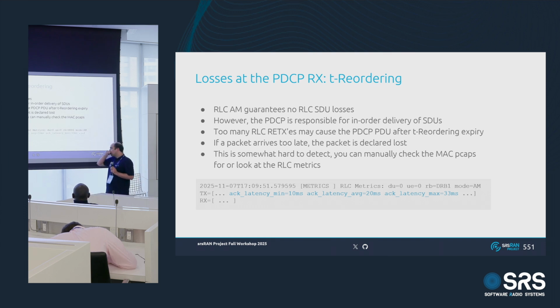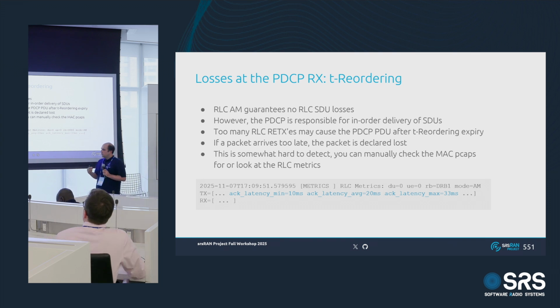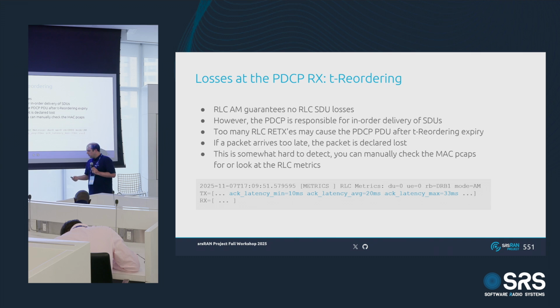And okay, and finally, losses at the PDCP RX, so on the UE side. If your channel is decent, this is not so common, but for the sake of completeness, I included it here as well. The PDCP is responsible for in-order reception. For that, it uses the reordering timer. That means if your PDU arrives at the PDCP on the other side too late, it will be dropped.